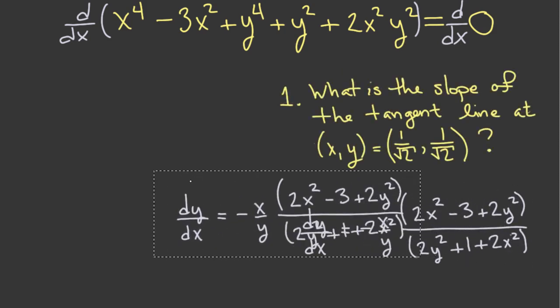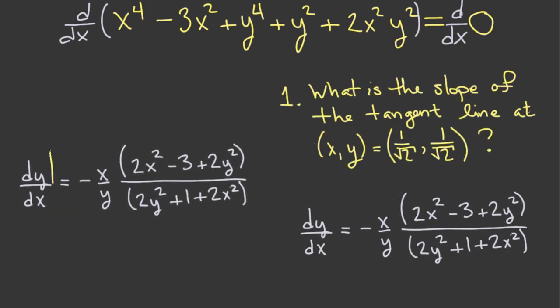First, let's go ahead and find the slope of the tangent line to the point xy equals 1 over root 2, 1 over root 2. Plugging this in for x and y, we do some simple arithmetic to find that the slope of the tangent line is equal to 1/3.